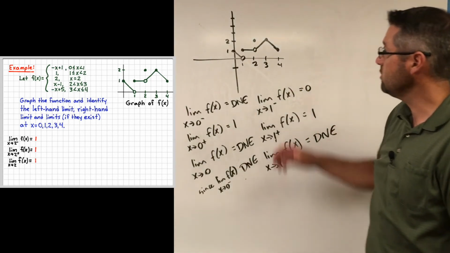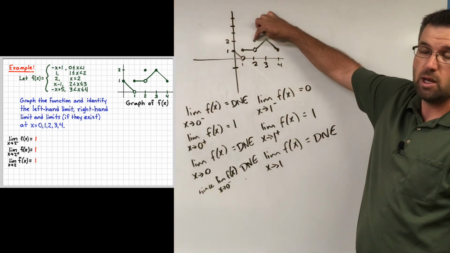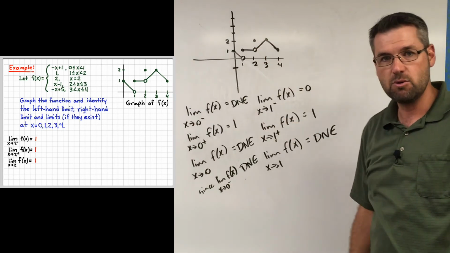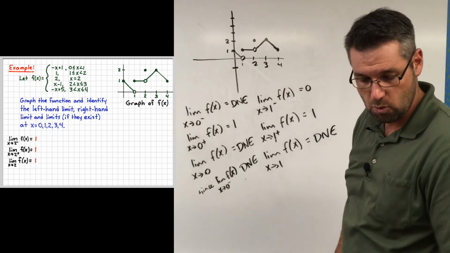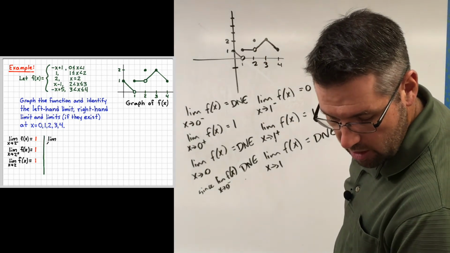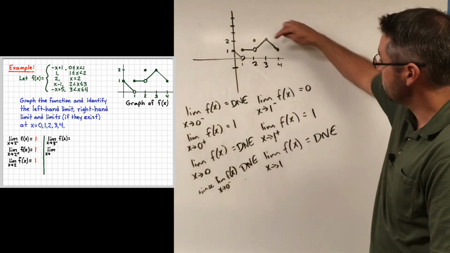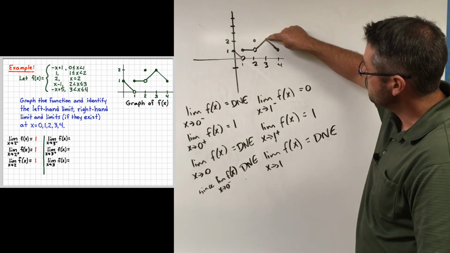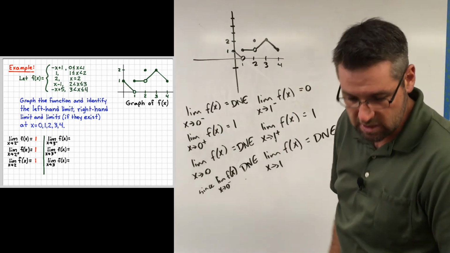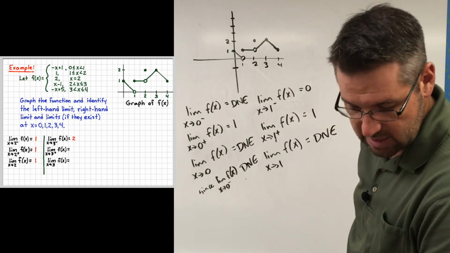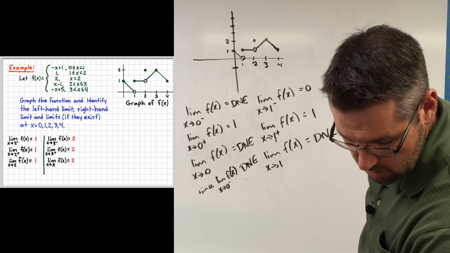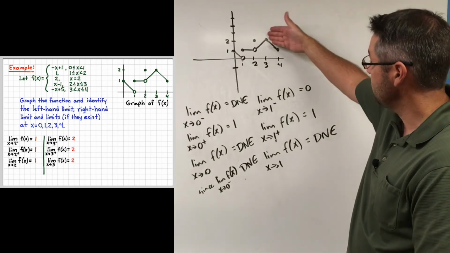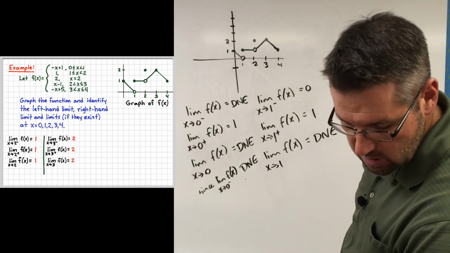But what is f of 2? F of 2 is 2. But it doesn't matter what the function's value is when we're talking about limits. We're looking at what it's approaching. For the limit as x approaches 3 from the left we're approaching 2. From the right we're approaching 2. And since those two limits are the same, that means the limit exists and it is 2. It so happens that f of 3 is also 2, which means it's continuous at that point.